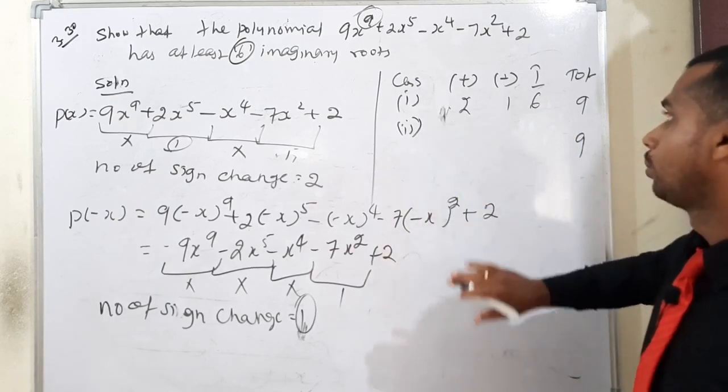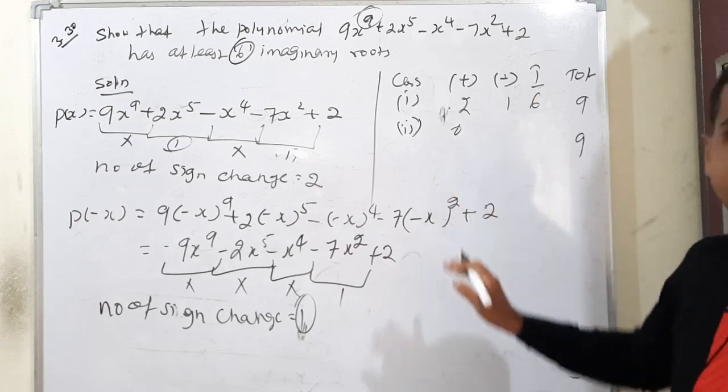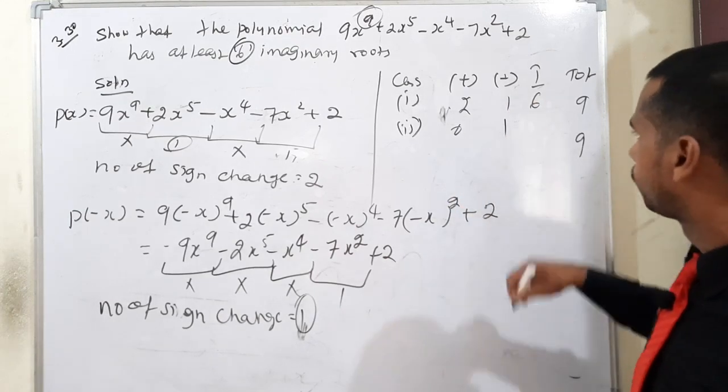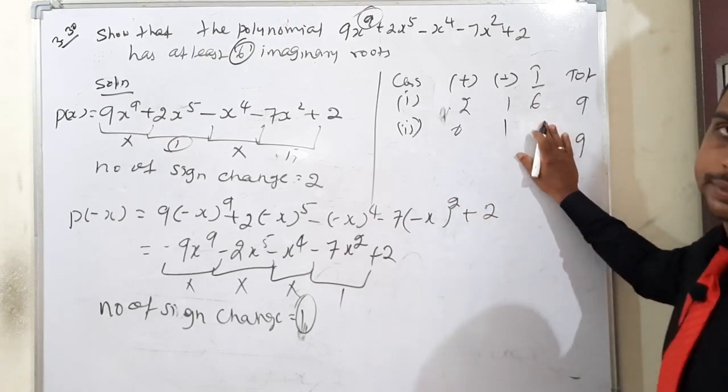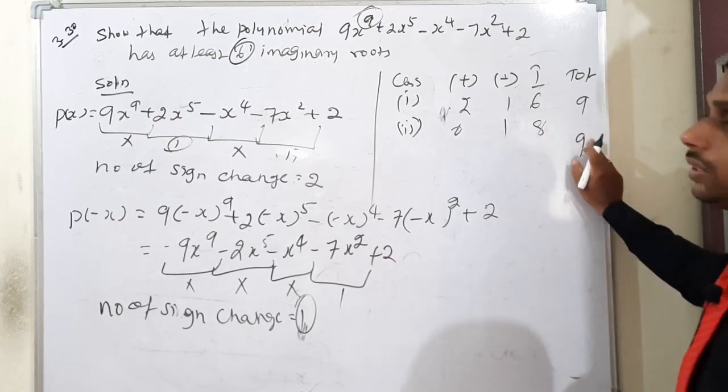Next, case number 2: definitely 2 minus 2 is 0. Negative real roots: 1 minus 2 means minus 1 will come, and minus 1 we can write as positive 1. Here, how many imaginary roots will come in total? Definitely 8, then only the total 1 plus 8 is equal to 9.